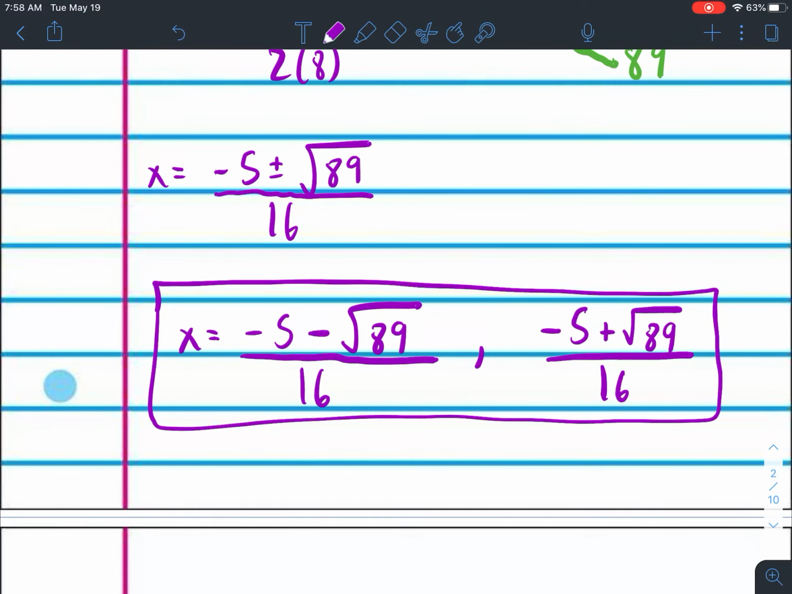Now again, normally if your root isn't a perfect root, like if it was root 81, I would expect you guys to go through and finish it up all the way, but it's not a perfect root. So right now I just want you to get to this part.